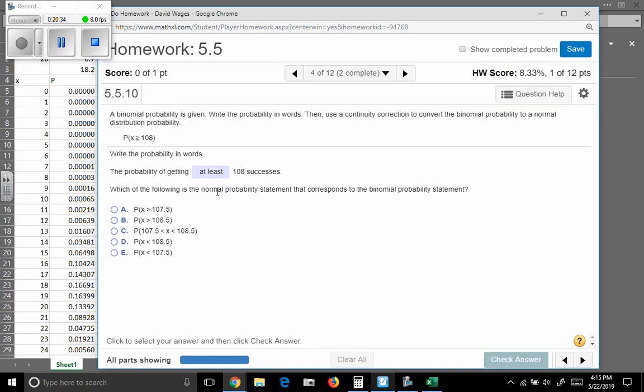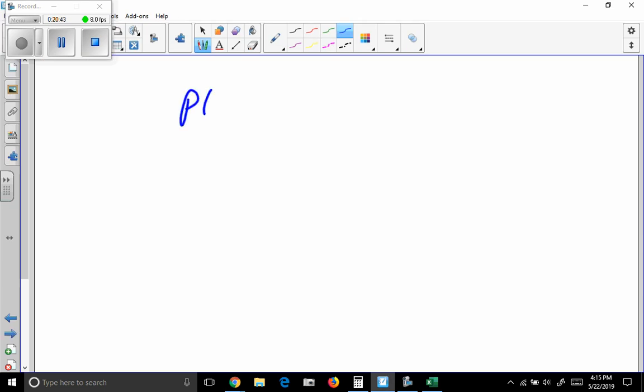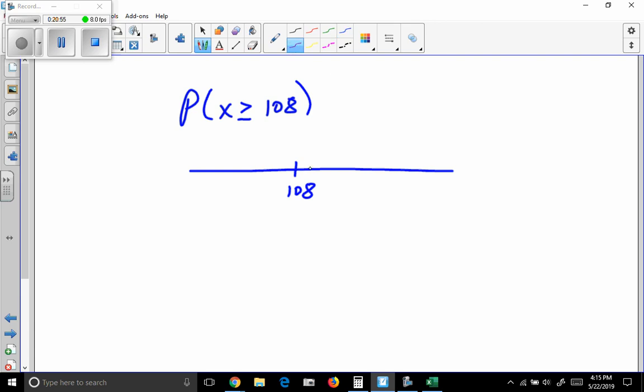So we want to find out which of these statements for a normal probability corresponds to that one for the binomial. So what normal probability corresponds to this binomial? So if we look at a number line, we're either going to correct a half unit to the right or a half unit to the left. We're including what's bigger than, so at least 108. So if we're doing at least 108, then 108 has to be included.